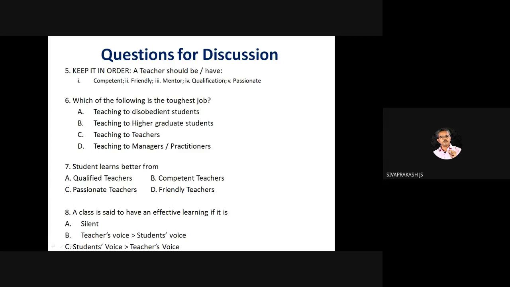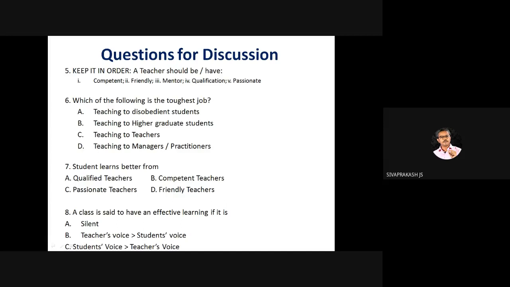Purposely I did not give options, because you can have permutation and combination, and you can have n number of options here. So which one comes first out of these 5? Passionate is the first one. A passionate person can be an effective teacher. So if you keep all 5 in order, the first one could be passionate. Second place is the friendly teacher. The third place carries mentor. The fourth place, oh, sorry, I have made it wrong.